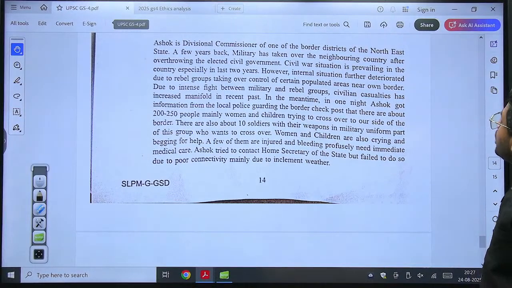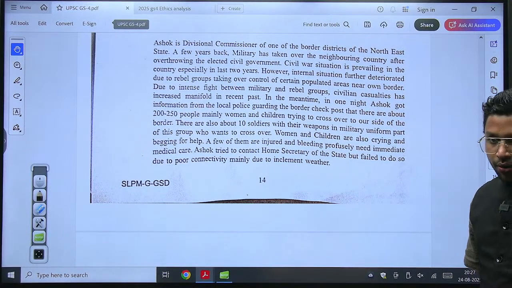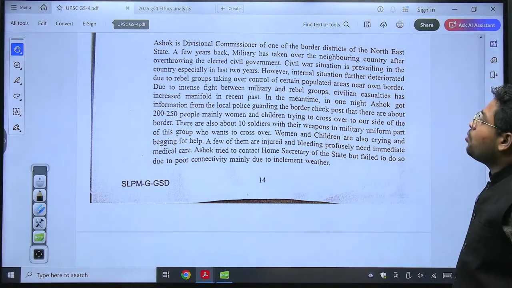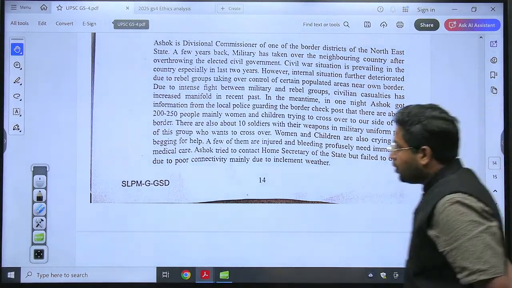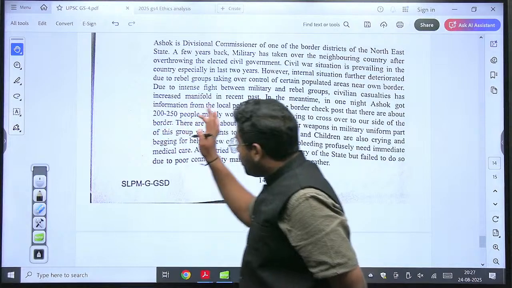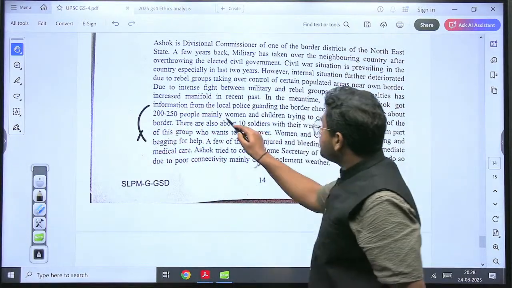Meantime, one night Ashok got information from local police guarding the border checkpost that there are about 200 to 250 people, mainly women and children. They're trying to cross over to our side of the border. So some people are crossing the border right now, right? Now there are also about 10 soldiers with their weapons in military uniform, part of this group, who want to cross over. So you see, while dealing with this, highlight this part.